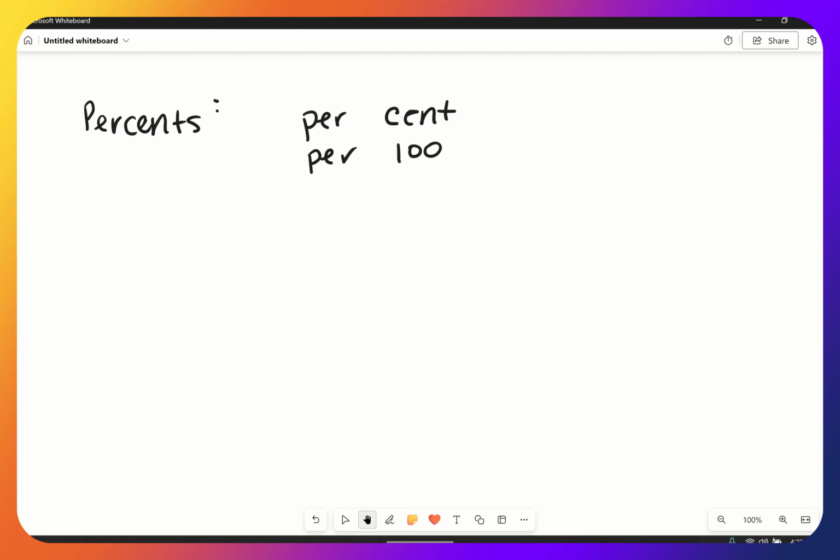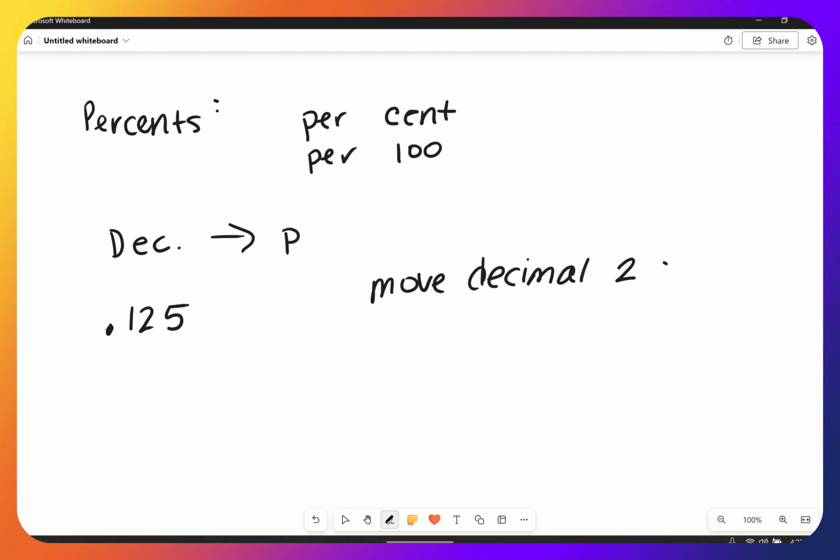Percent is per 100. To go from decimal to percent, there are 2 options. Well, let's just do one option. 0.125. Move the decimal 2 spots to the right. Add a percent sign. So 2 spots to the right, 0.125 is 12.5%.